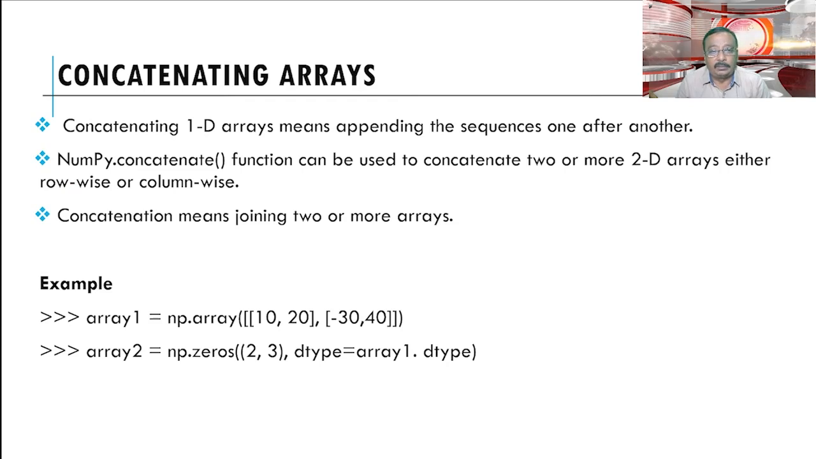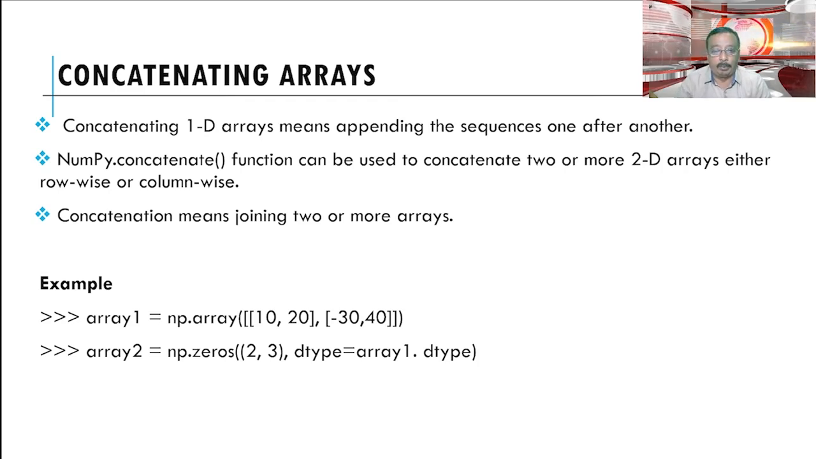Concatenation of arrays. Concatenating one-dimensional arrays means appending the sequences one after another. The numpy.concatenate function can be used to concatenate two or more two-dimensional arrays, either row-wise or column-wise. Concatenation means joining two or more arrays.